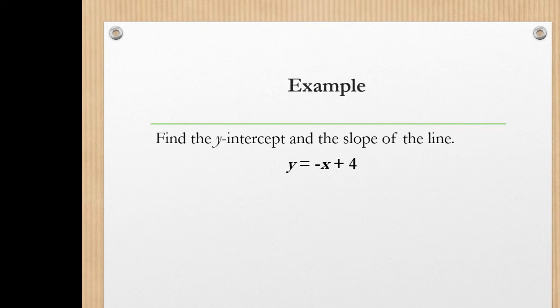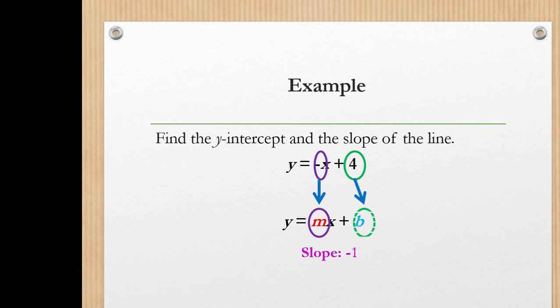Here's an example. What we want to do is identify the y-intercept and the slope of the line. Again, the slope is your m value, which is the value in front of the x. Remember that if there's no number in front of a variable, it is an invisible one. So the slope for this example is -1. The b is the constant, the number that's by itself. So the y-intercept for this example is 4.